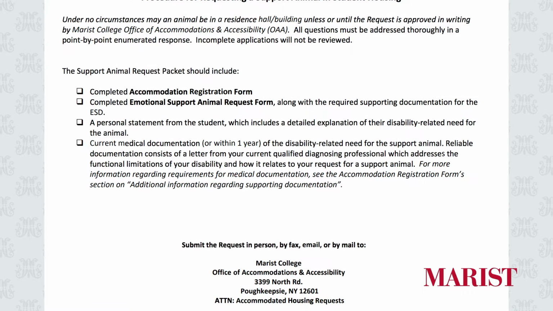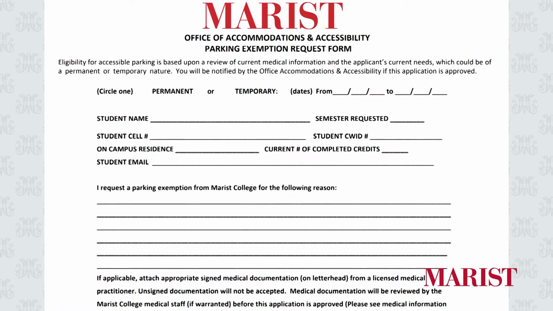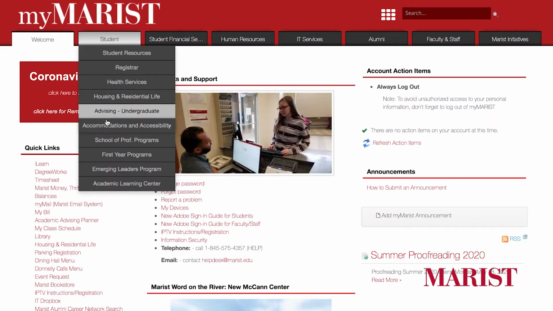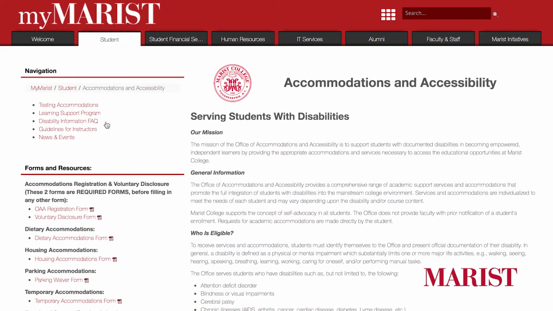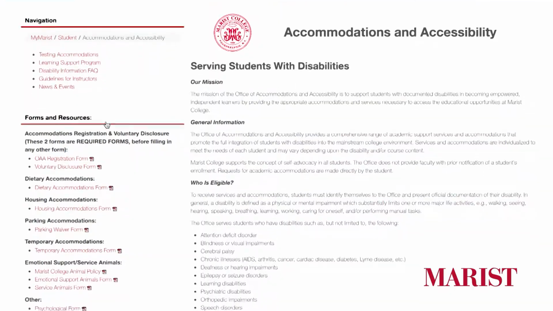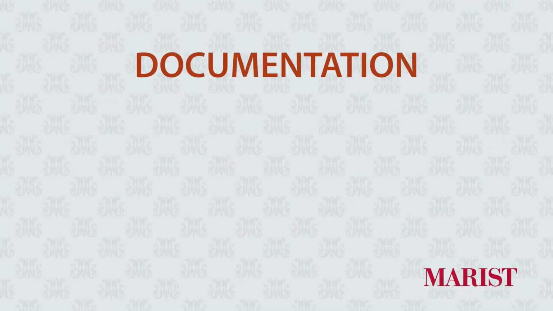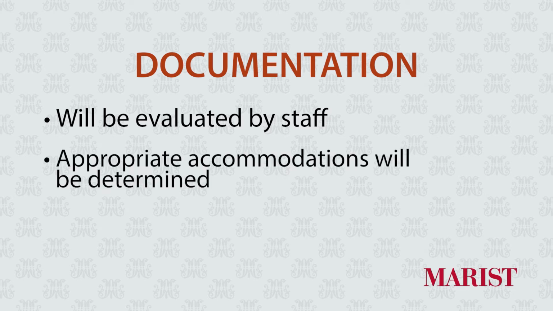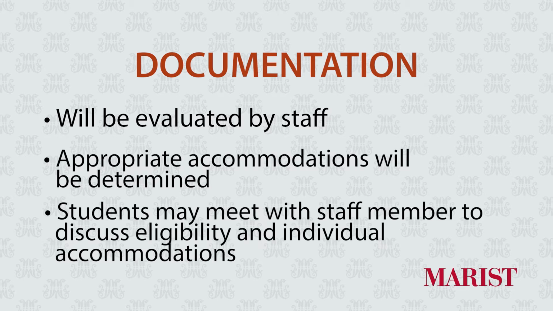Having your medical or mental health provider complete one of these forms may be a convenient way to collect information about how your disability impacts you. All our forms can be located on our office's page on My Marist. Once your documentation has been received, it will be evaluated by our staff and appropriate accommodations will be determined. In certain circumstances, students may meet with a staff member to discuss eligibility and individual accommodations.